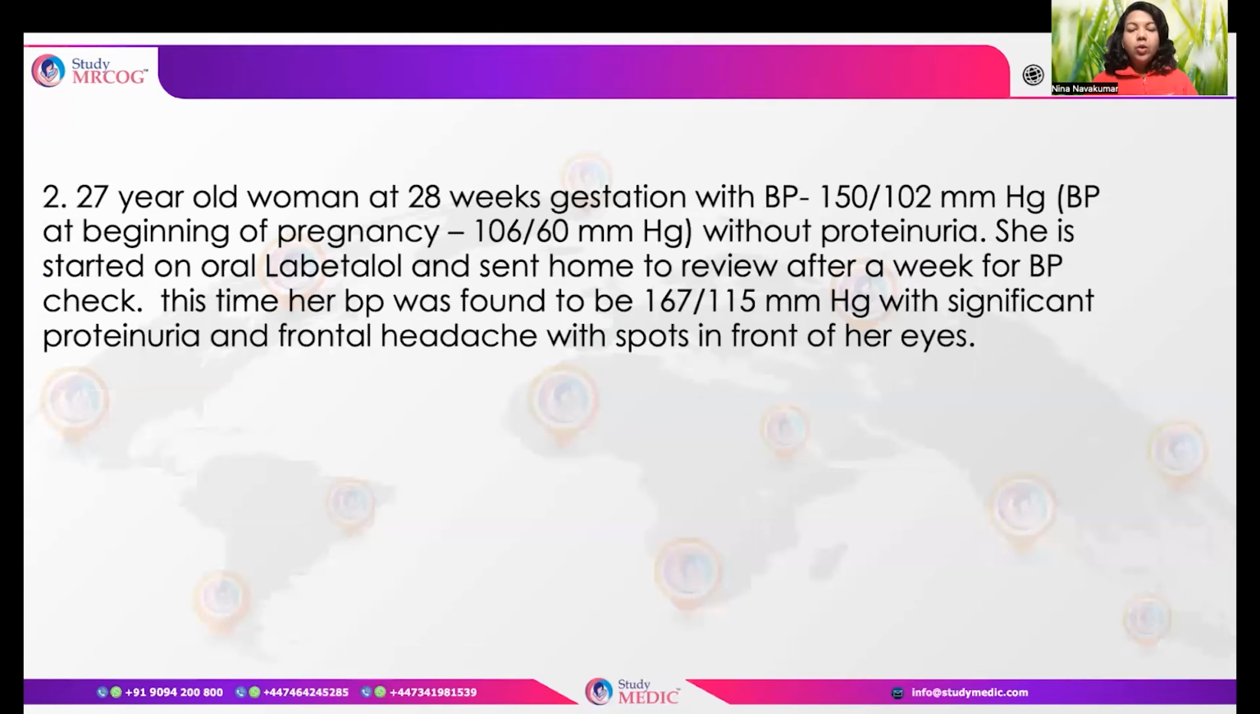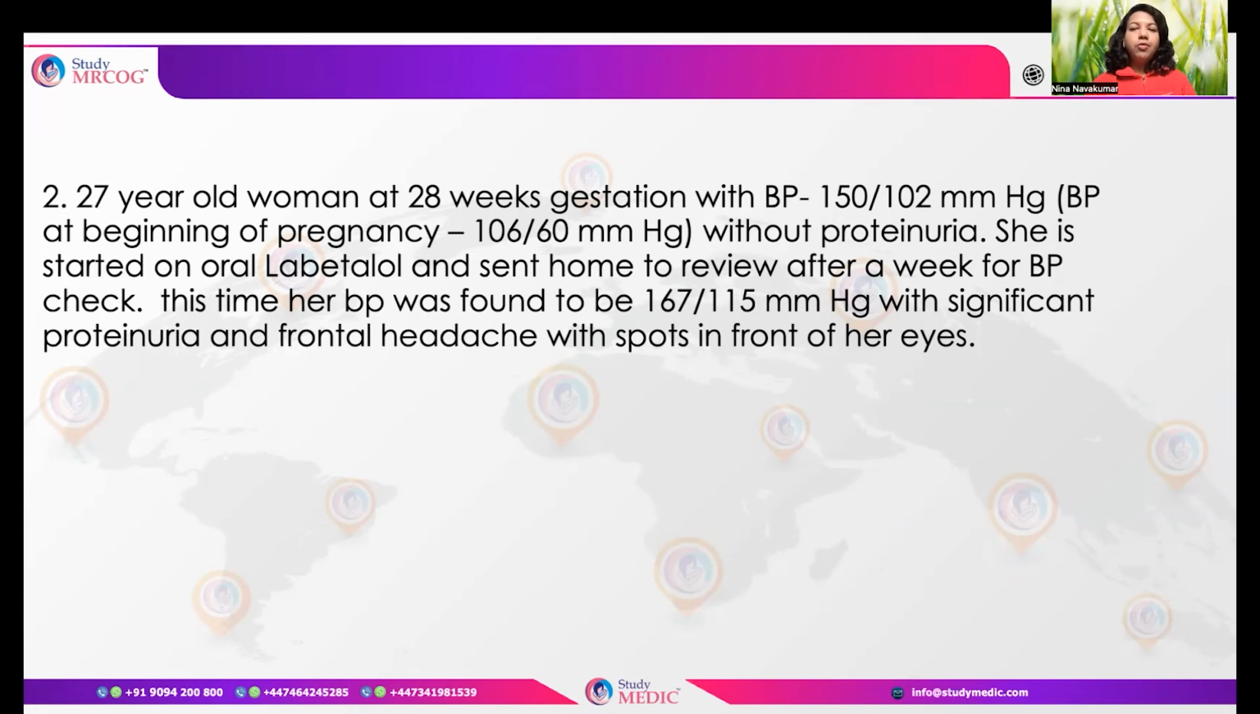She's a 27-year-old woman with 28 weeks of gestation with a blood pressure of 150/100 millimeters of mercury. At the beginning of pregnancy, it was only 106/60 without proteinuria. And she was started on oral labetalol and sent home to review after a week for a blood pressure check. At this time, her blood pressure was found to be around 167/115 millimeters of mercury with significant proteinuria and frontal headache.